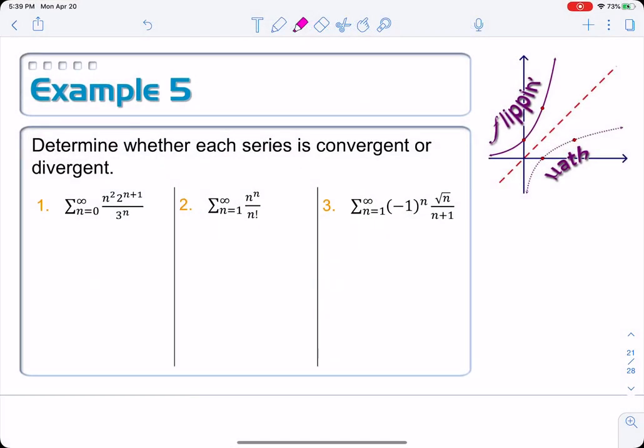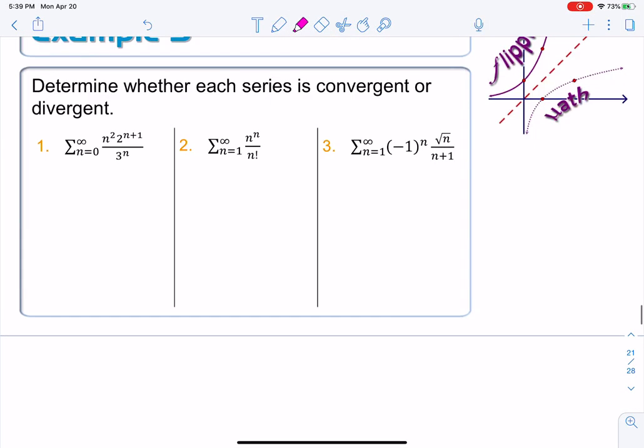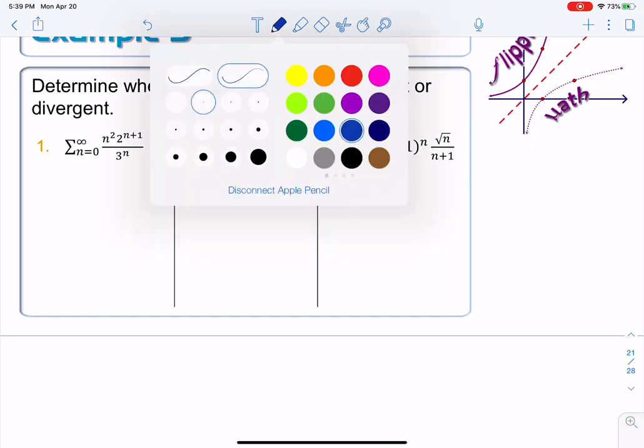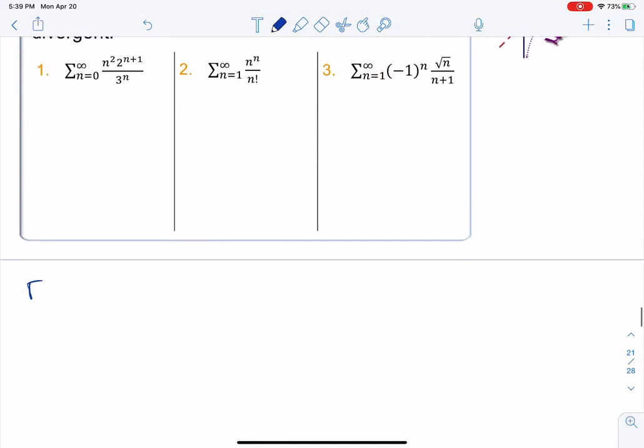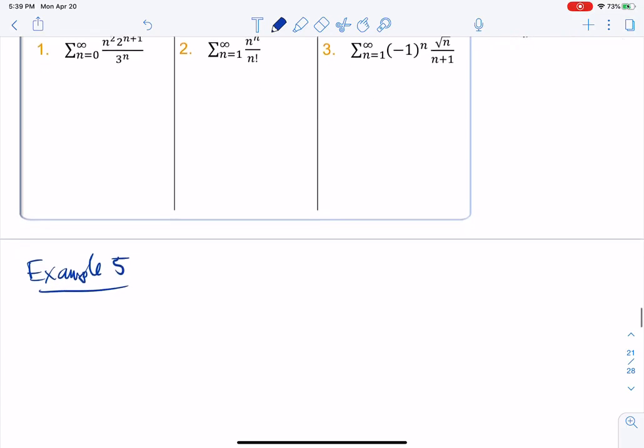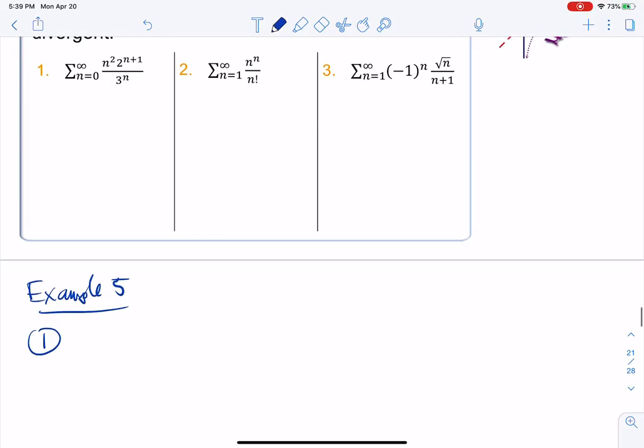All right, let's come over here where we have some extra space. We might need it, just maybe. All right, we have example 5. And our first problem on example 5 is the sum from n equals 0 to infinity n squared times 2 to the n plus 1 over 3 to the n.